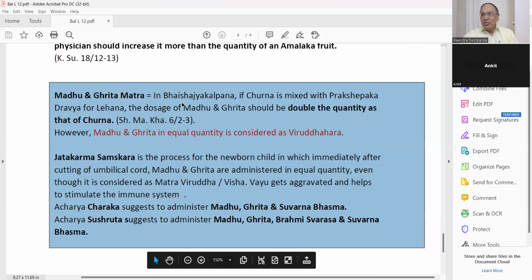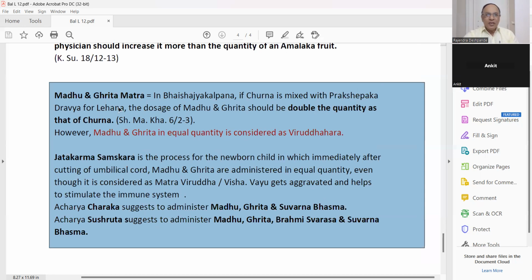In Bhaishajya Kalpana, if churna is mixed with prakshepa dravya for lehana, the dose of madhu and ghrita should be double the quantity of churna. So there is a comparison. For example, if you take 500 milligram of churna, then you have to take madhu and ghrita 1 gram together. Okay. So this is explained in the different texts.